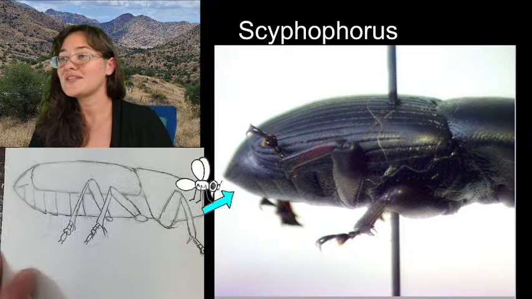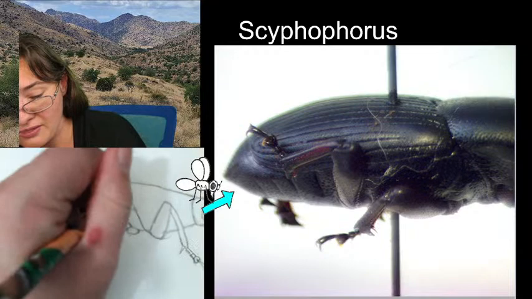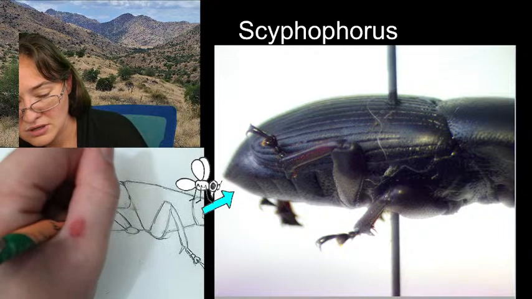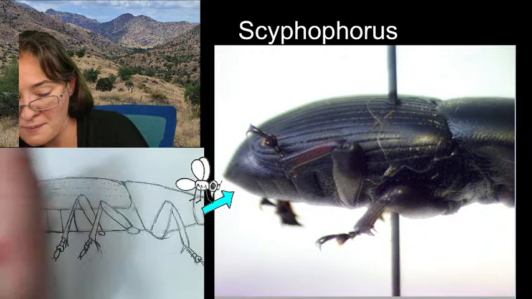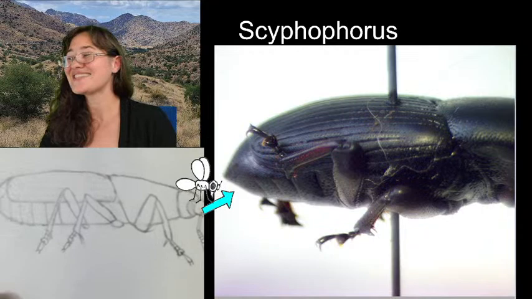Aww. I'm going to go ahead and add the punctations on the elytra that run long ways. I'll do this better with pen when I go over. Sometimes I do come back and I go over my sketches with pen. Let's see. Something like that. Aw, he's so cute. I love him.